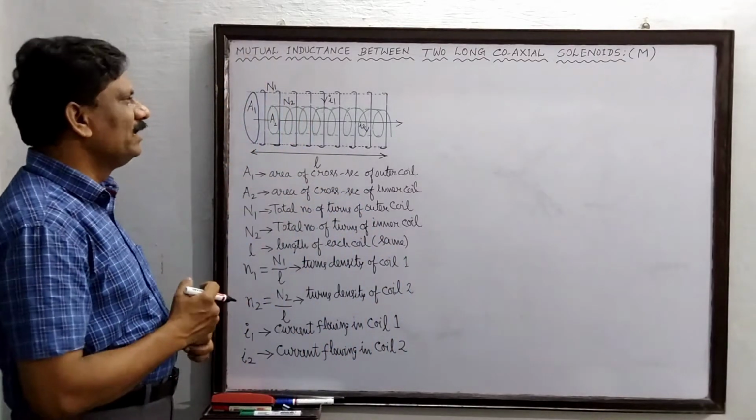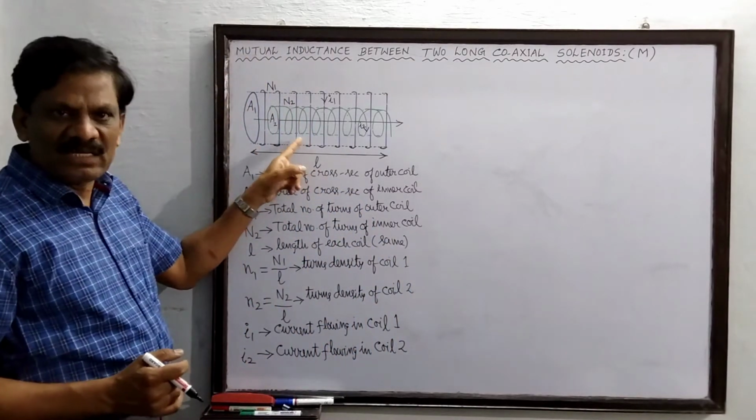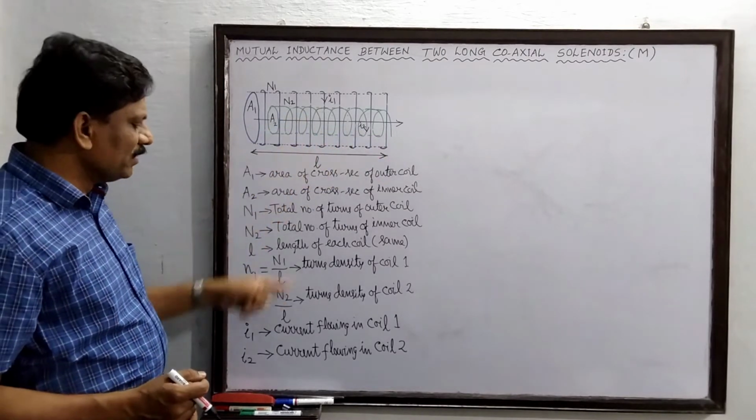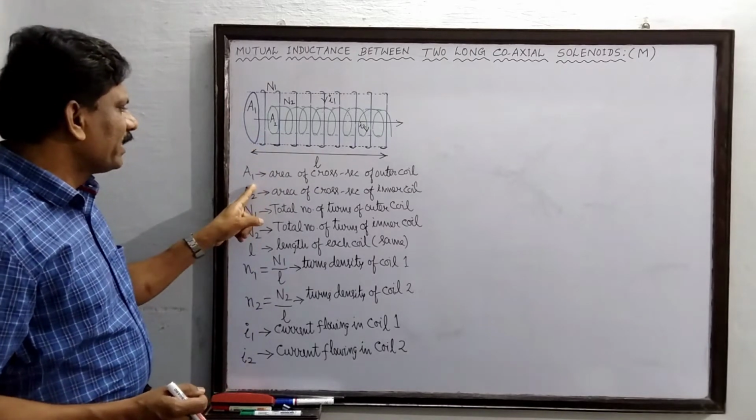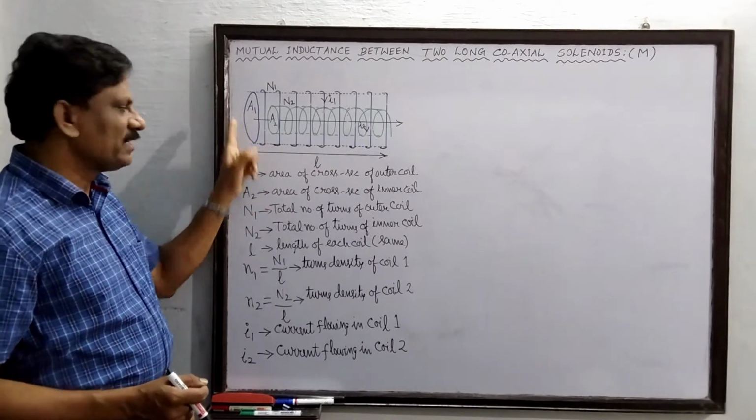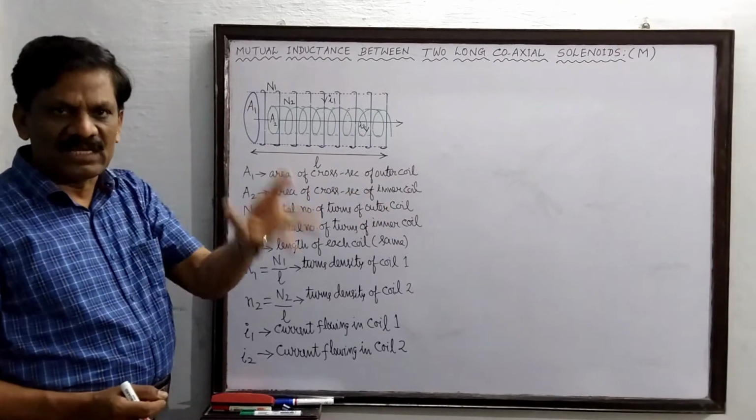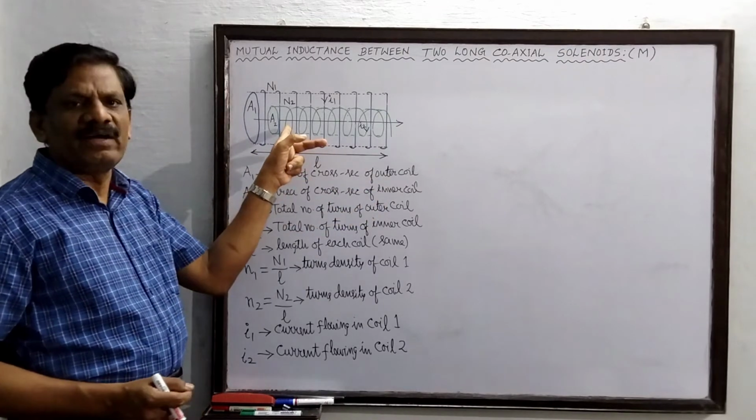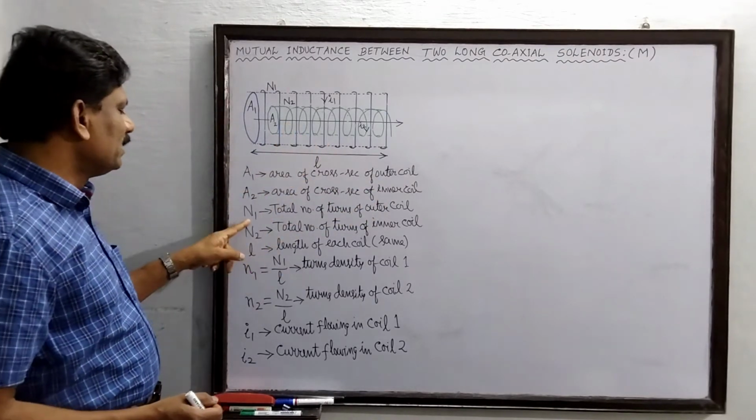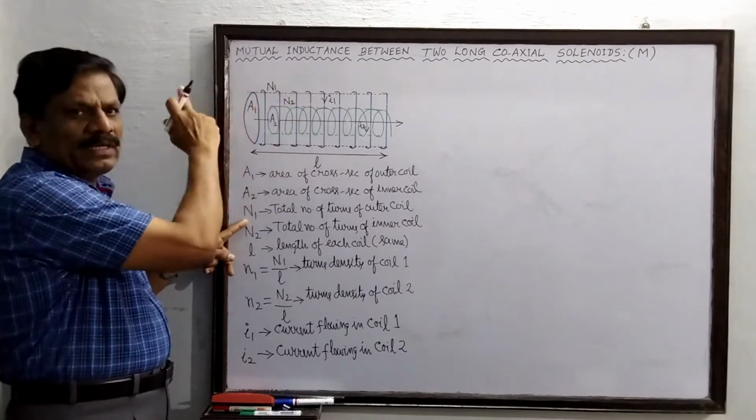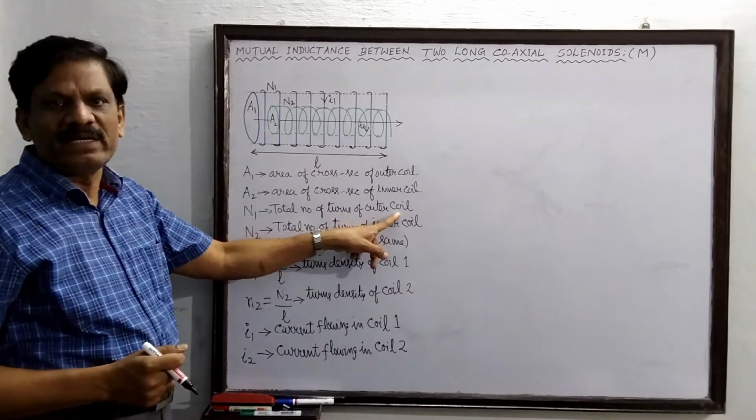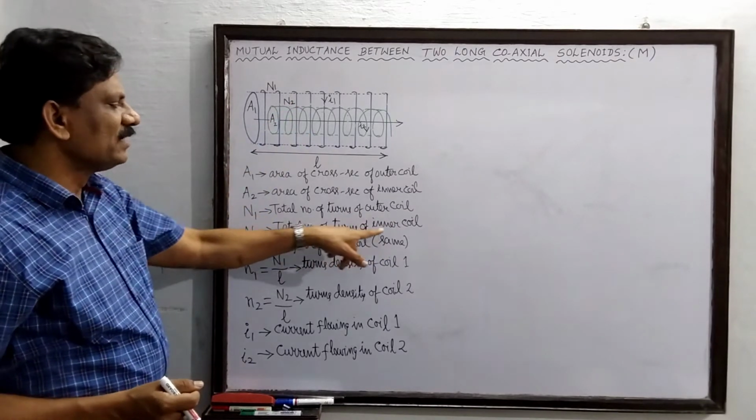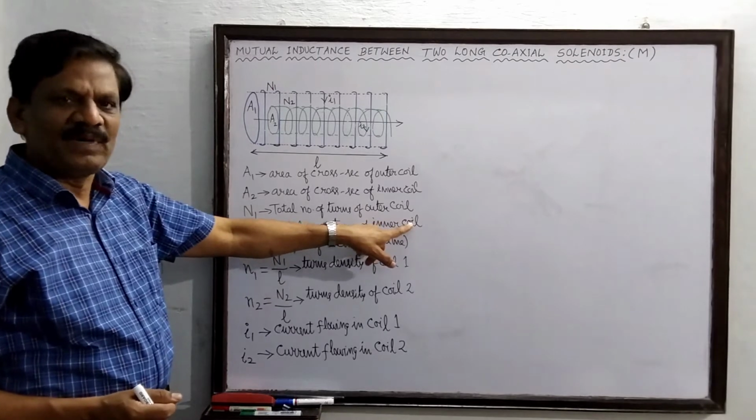Now in this picture you see this blue color coil is a larger coil and this green color coil is a smaller coil. Now what are all the terms I have written here? Capital A1 is the area of cross section of the outer coil, which is large. Capital A2 is the area of cross section of the inner coil, which is smaller. Capital N1 is the total number of turns in the outer, larger coil. Similarly, N2 is the total number of turns of the inner, smaller coil.